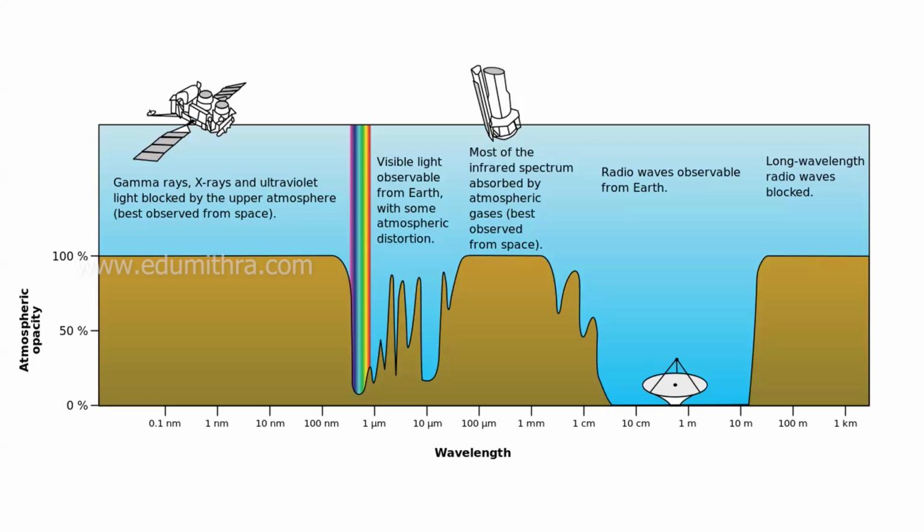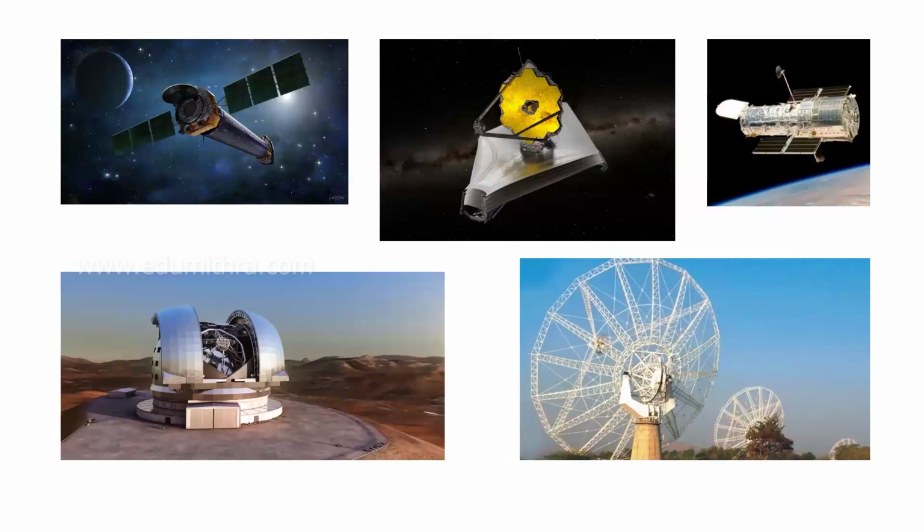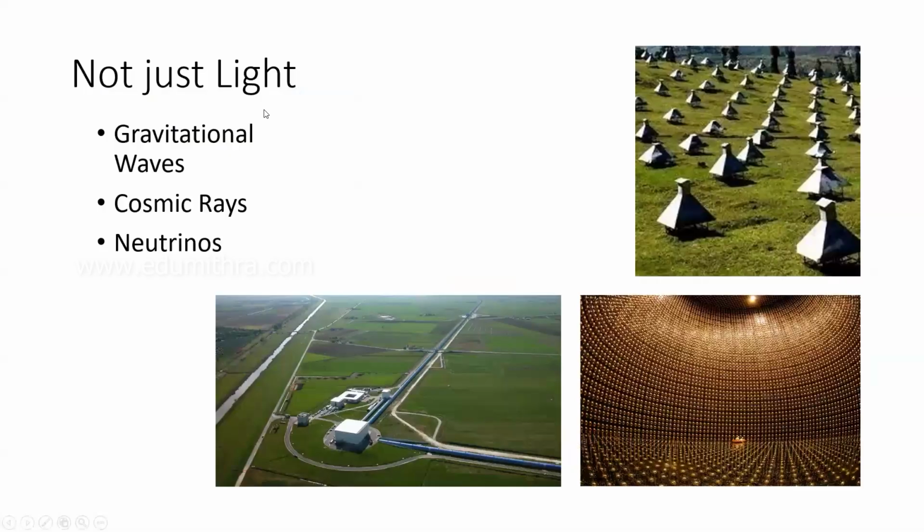So that is why we send a telescope into space so that we can observe the sky in different kinds of light, like the different telescopes that you see in the upper row, the space telescopes like JWST, Hubble Space Telescope, Chandra, X-ray telescopes, etc. And there is not only light, there are gravitational waves, cosmic rays, and neutrinos also being observed, but it's only a small part when compared with the real light.